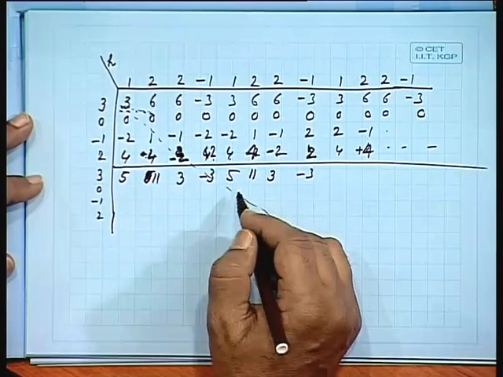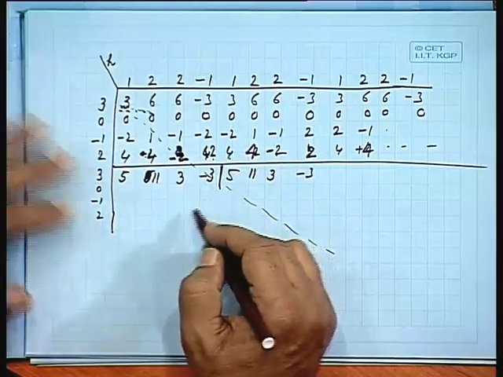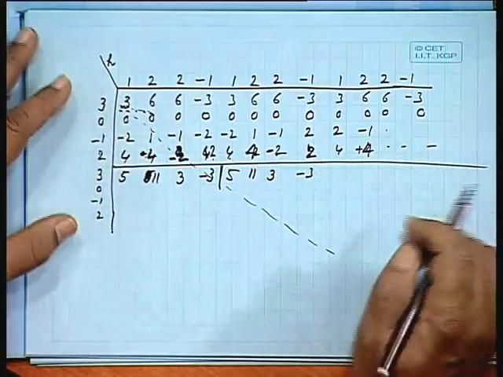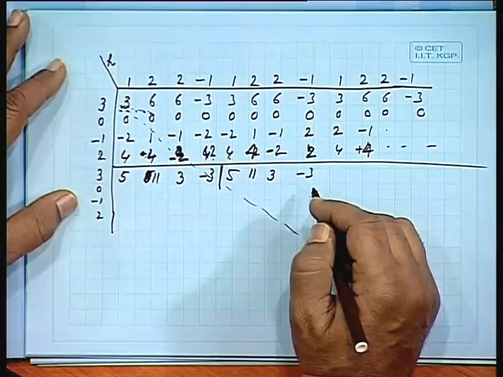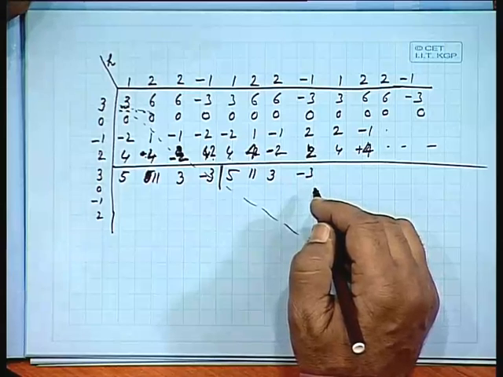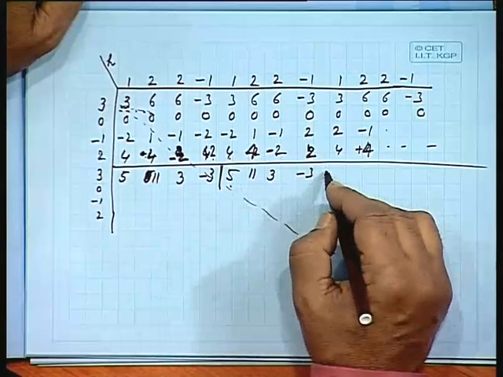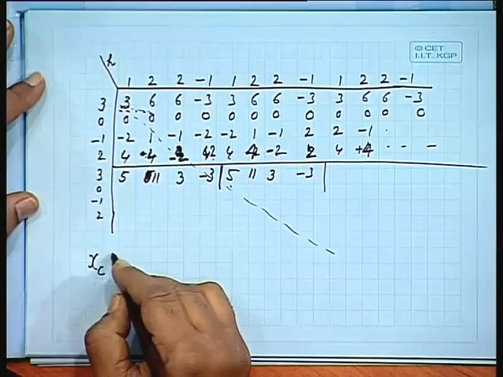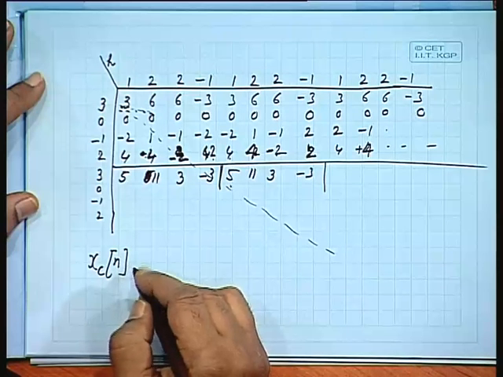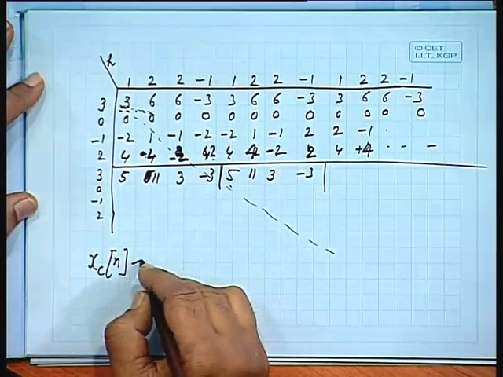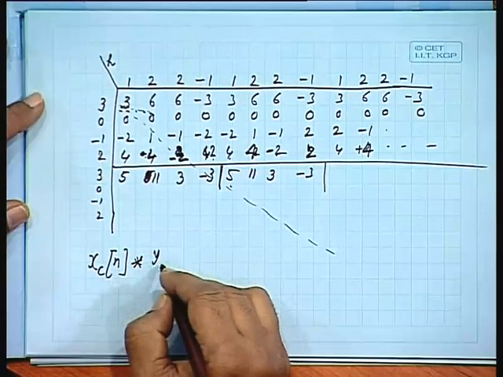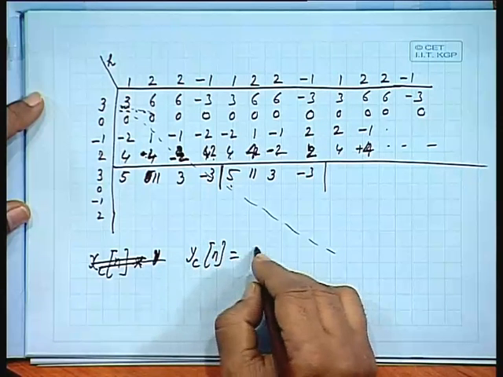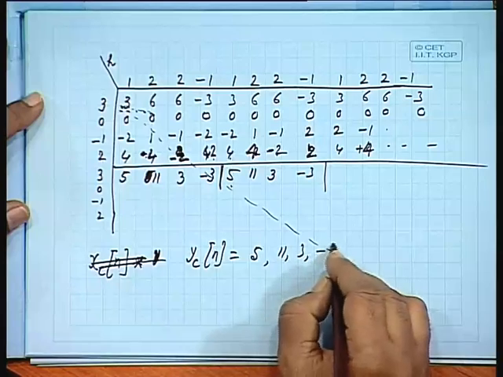You will find the actual sequence. If you would not have filled up these zeros, then you will find a periodic sequence that starts appearing, 5, 11, 3, minus 3, and that keeps on repeating. So, x c n with y c n, I will write as 5, 11, 3, minus 3.